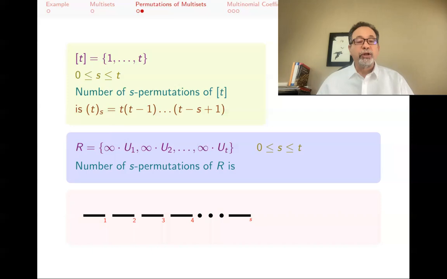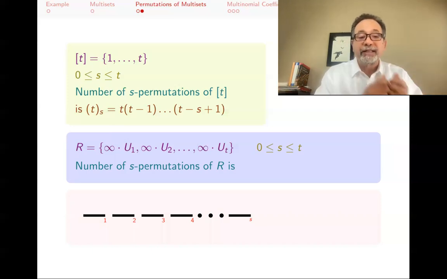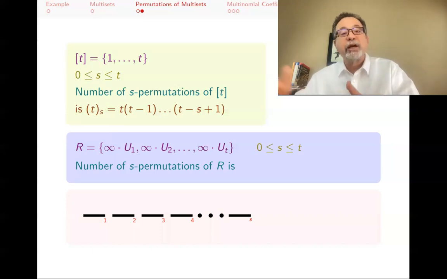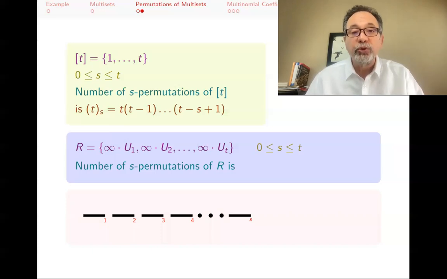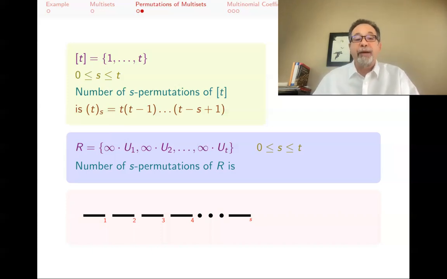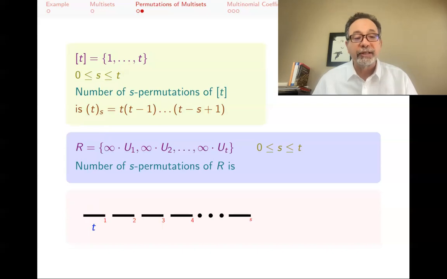Okay, so I have S spots because I want an S permutation. I have a first spot, a second spot, a third spot, a fourth spot, all the way to the S spot. And I want to put U1 through UT there, and I have an infinite number of copies. So for the first spot, what can I put? I can put a U1, I can put a U2, I can put any one of them all the way till UT. So I have T choices.